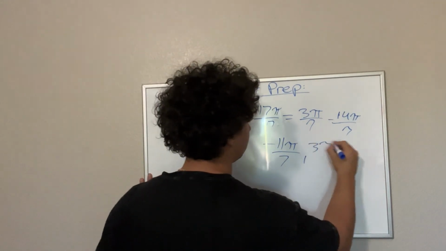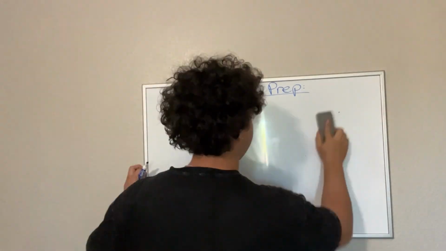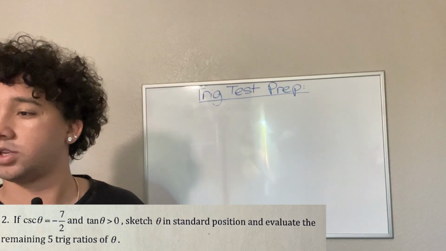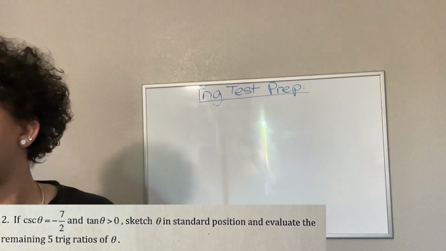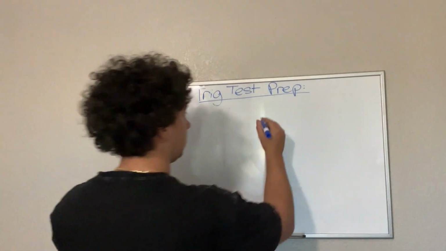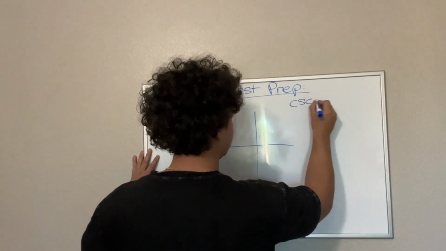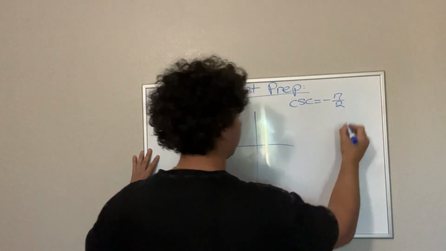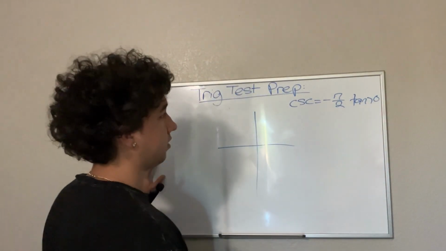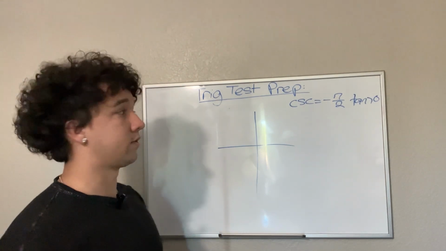So these would be my two coterminal angles. Now on to the next one. All right, next one reads like this. If cosecant of theta is negative 7 over 2 and tangent's greater than 0, sketch theta in standard position and evaluate the remaining 5 trig functions. Okay, so let me draw this again. I know that cosecant equals negative 7 over 2, and I was also given that tangent is greater than 0.